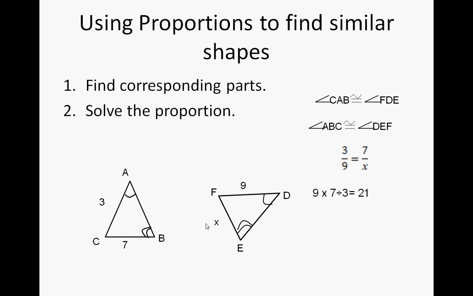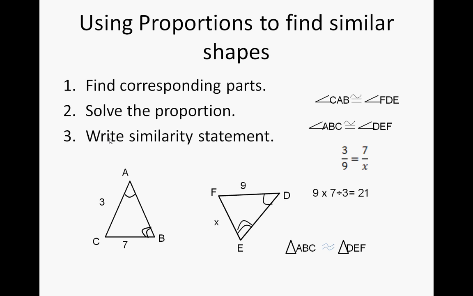Before I stop, I need to make sure I clarify. Triangle ABC is similar to triangle DEF. These two wavy lines mean similar.